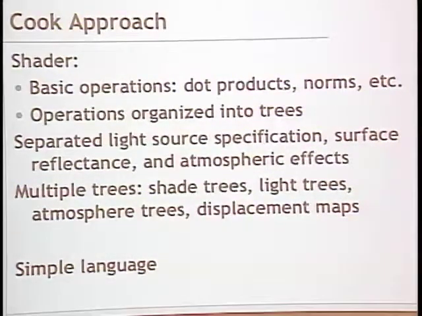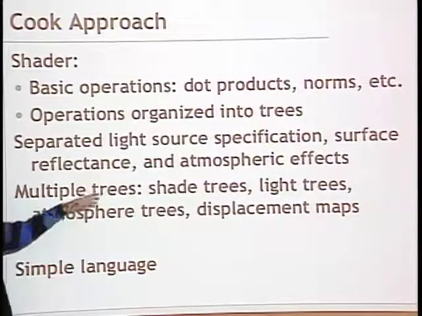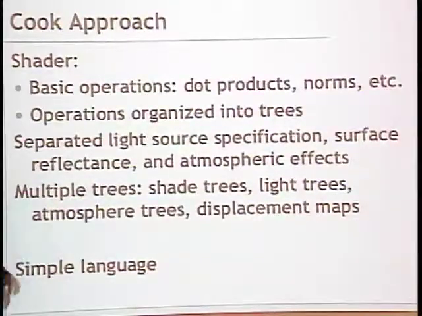And then he had different kinds of trees too. Shade trees dealt with surface reflectance kinds of things. Light trees define lights. Atmosphere trees define these atmospheric effects. Displacement maps are how you take a surface that's flat and then make it a little bit bumpy. So if I had an orange, for instance, maybe I'm going to model an orange as a sphere, but it's going to have another function associated with it. It's going to put all the bumps on the orange. So that was all really cool. And then he had a language. Very simple language to put these trees together.